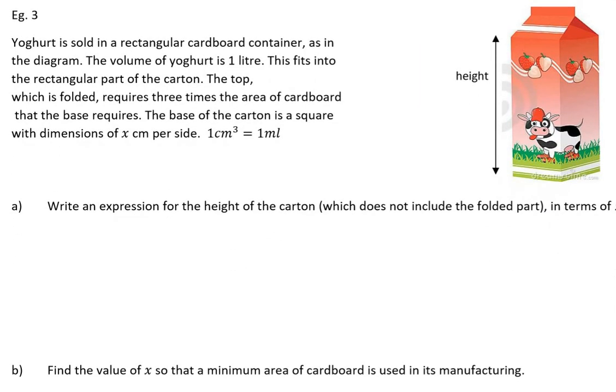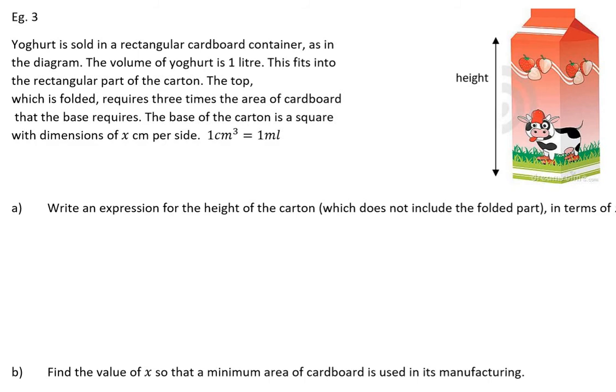Right, let's move on to example number 3. Example number 3 says yogurt is sold in a rectangular cardboard container as in the diagram. The volume is 1 liter. So there's the bit of information that they're giving me. So the chances are that I'm going to need that information to connect variables. This fits into the rectangular part of the container, as in not in the top.